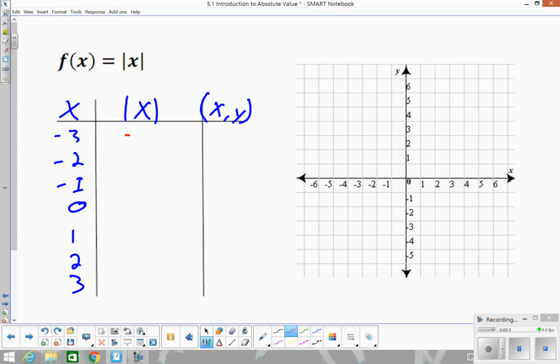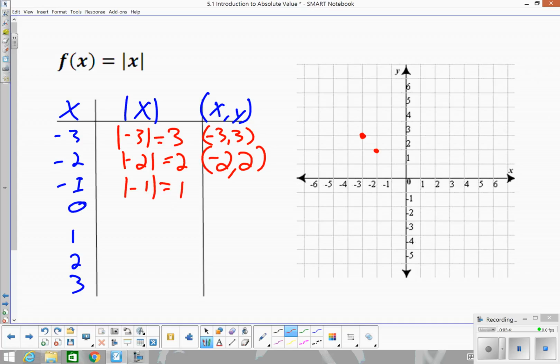Okay, if I plug in a -3 into that absolute value bracket, it's going to output a +3. I'm going to go ahead and plot -3, 3, which is -3, up 3, right there. Input a -2 into my absolute value bracket, it's going to output a +2. Going to graph -2, 2. Input a -1 into my absolute value bracket, it's going to be a +1. I'm going to go ahead and plot -1, 1, right there. And put a 0 into my absolute value brackets, it's going to output a 0. I'm going to plot 0, 0, which is my origin right there.